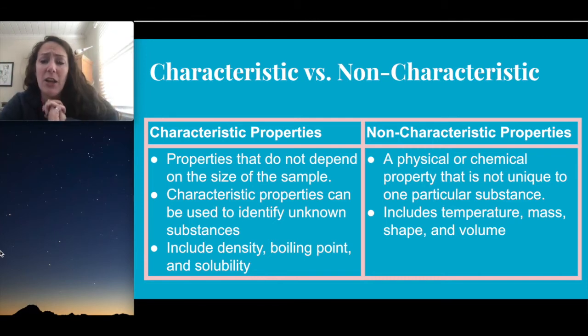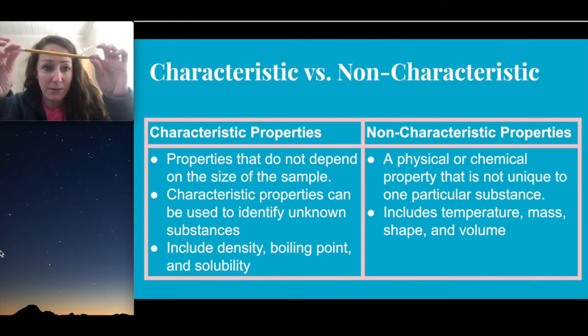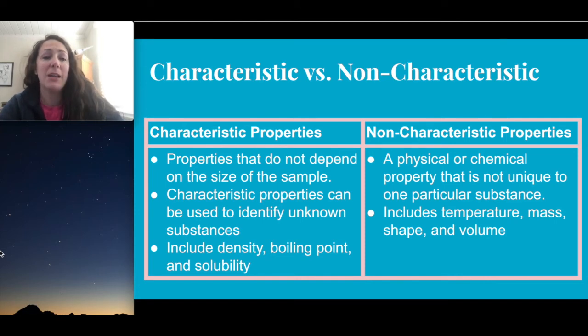Non-characteristic properties are physical or chemical properties that are not unique to one particular substance. Like the temperature, the mass, the shape, and the volume. We can have a pencil that's the mass of 5 kilograms or 2 kilograms or 1 kilogram or 0.5 kilograms, and it's still a pencil. So looking at the mass of an object isn't going to tell us exactly what the object is, but it's still a property that might help us narrow it down, okay?